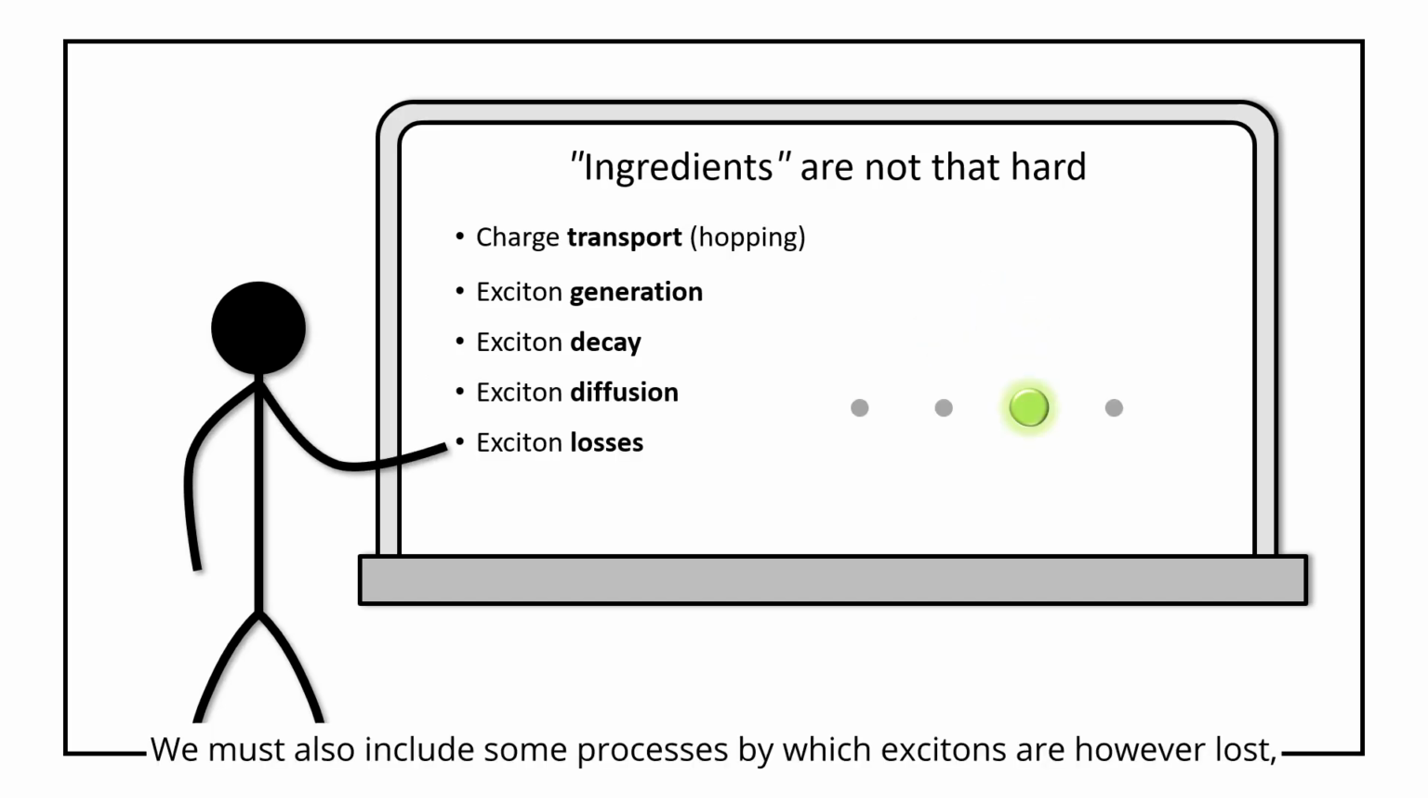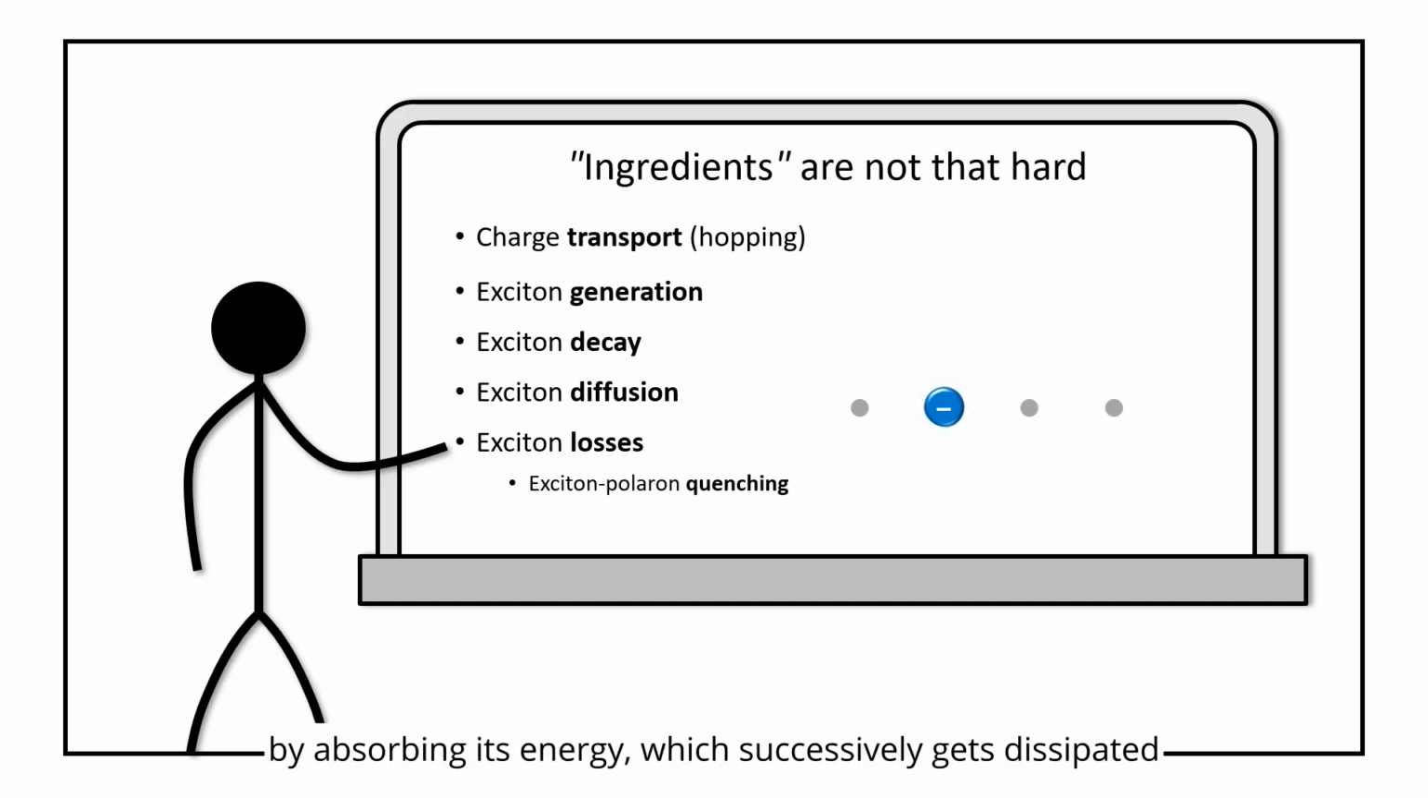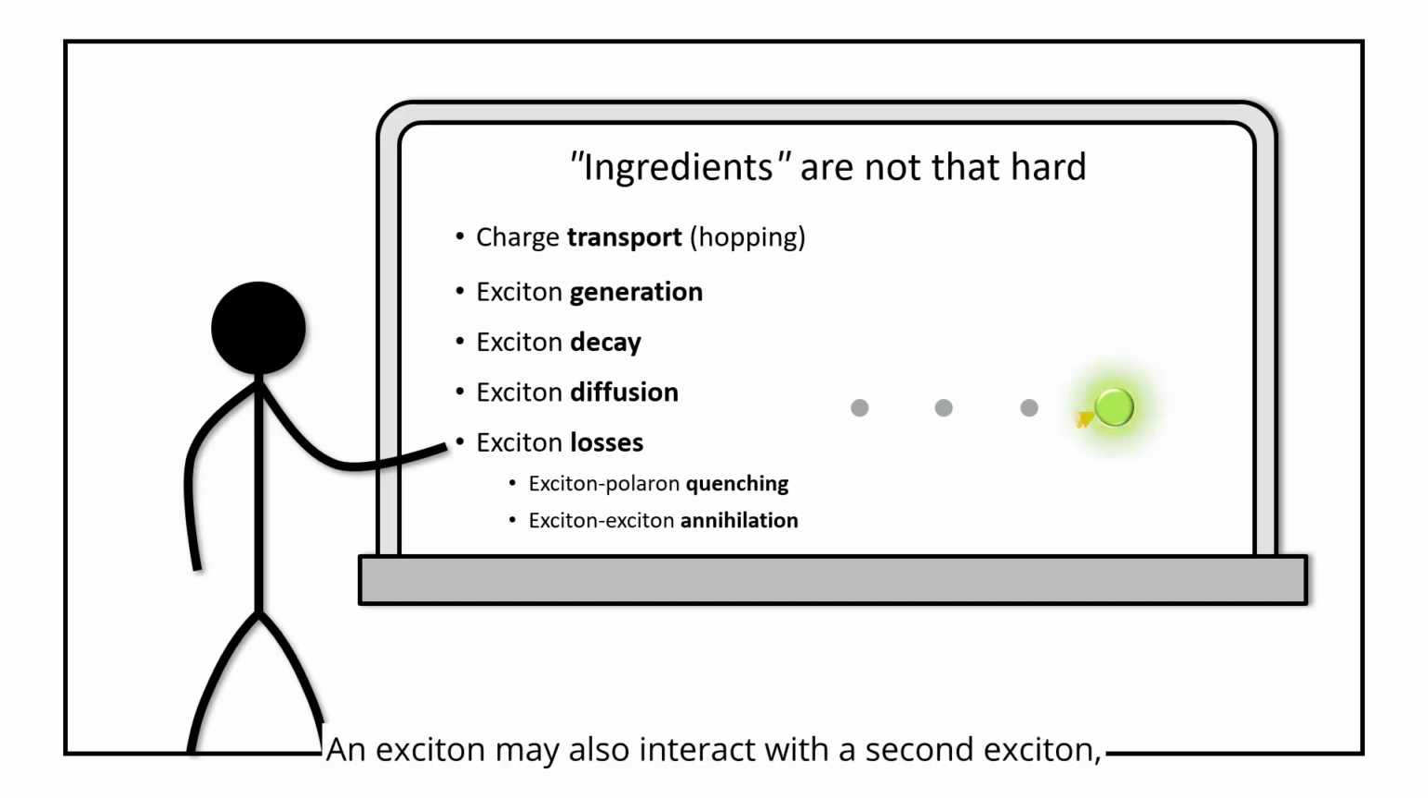We must also include some processes by which excitons are however lost, for example by interaction with the charge carrier, formerly known as polaron, which is said to quench the exciton by absorbing its energy, which successfully gets dissipated, thus destroying the exciton. An exciton may also interact with a second exciton, which again absorbs its energy and dissipates it, thus resulting again in a loss.